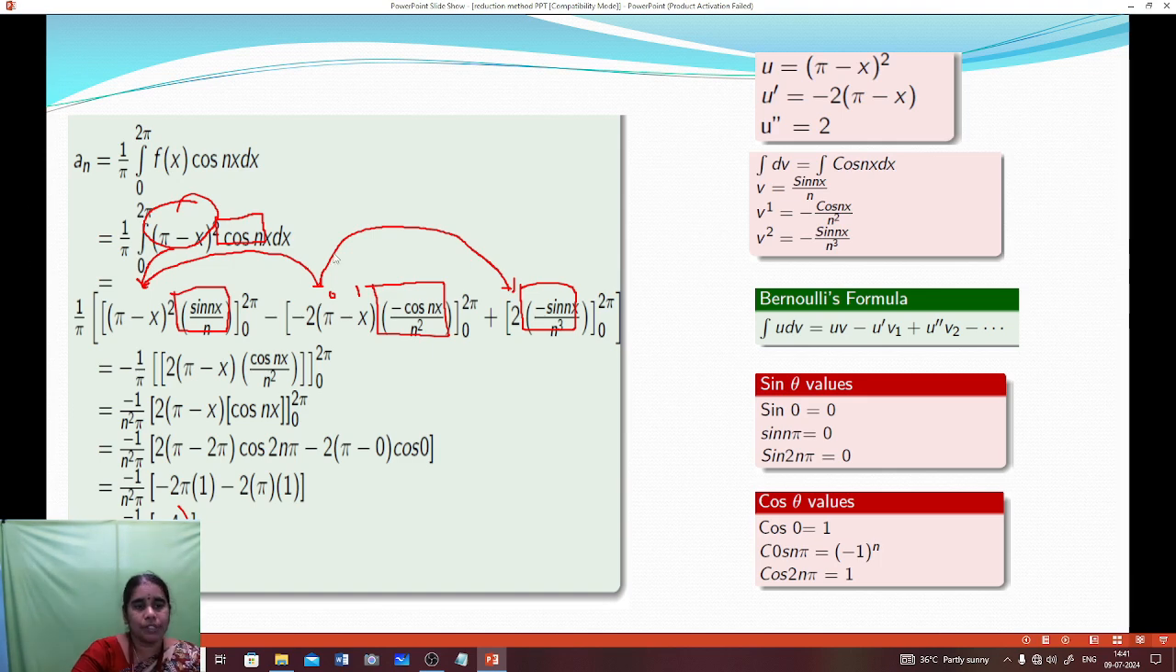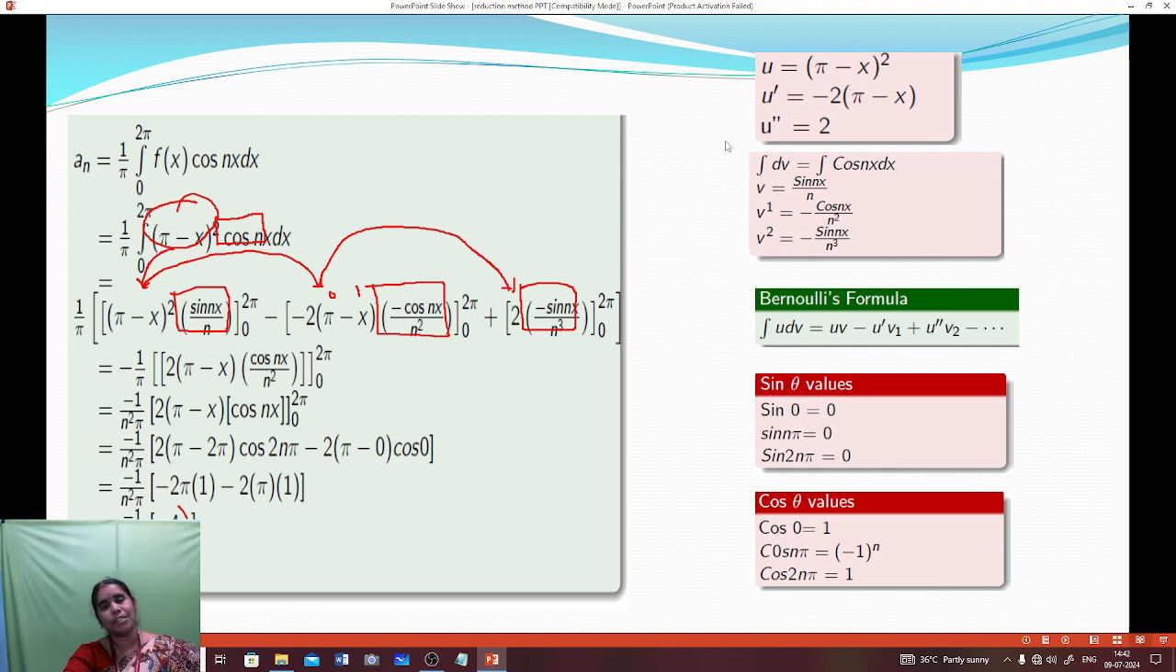Here, integral of two functions, which is nothing but our Bernoulli formula. What's our Bernoulli formula? Integral u dv is nothing but uv minus u dash v1 plus u double dash v2, etc. So, we have to choose (pi minus x) the whole square as u and cos nx, integral of cos nx, as our dv. So, by differentiating u and by integrating dv, and substituting the values in Bernoulli formula, we can find the integral value.